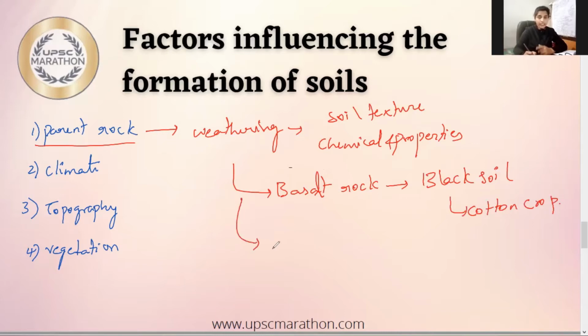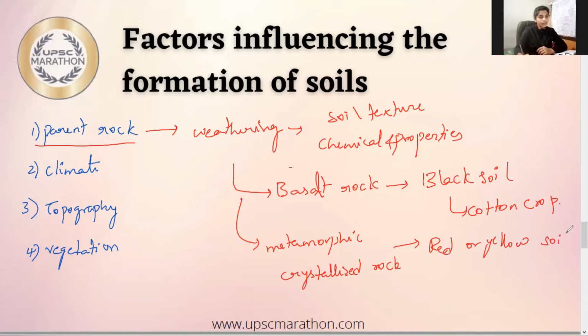Now next one is weathering and disintegration of metamorphic crystallized rock, which leads to the formation of red or yellow soil. Fine. Now red and yellow soil favors the growth of which crops? For example, we can say coarse grains, millets, oil seeds. So this is how the parent rock determines the soil texture and also the chemical properties and also influences the formation of soil. Now let's move on to our next factor, which is climate.